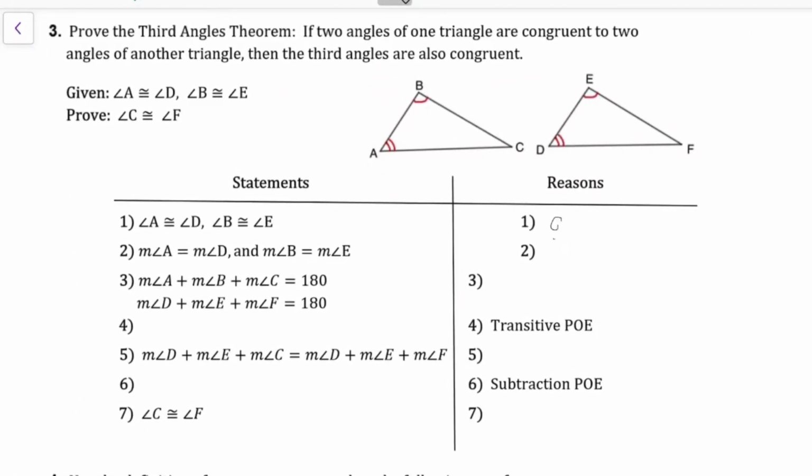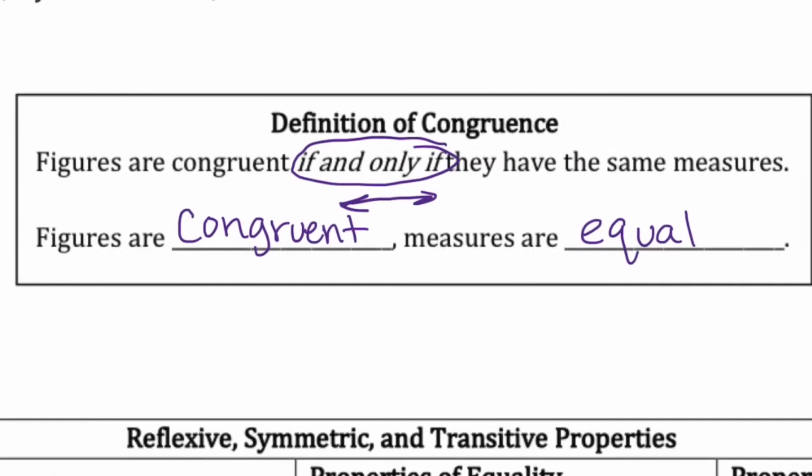So I am given that angle A is congruent to angle D and angle B is congruent to angle E. So I'm just going to write given in my reasons. So the next one, we have the measure of angle A is equal to the measure of angle D, and the measure of angle B is equal to the measure of angle E. This is because of the definition of congruent. Now, the reason we needed to change it to measures is because of this definition we had on the last assignment: figures are congruent, measures are equal.